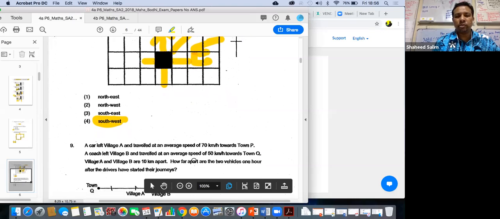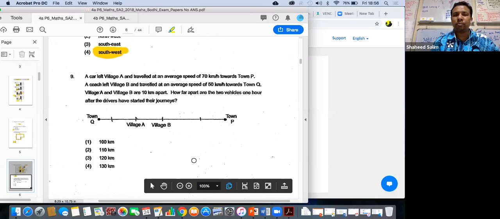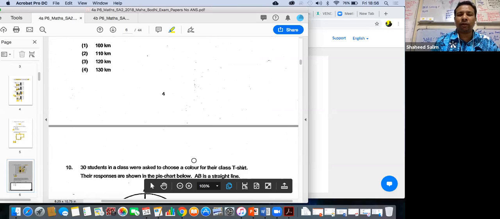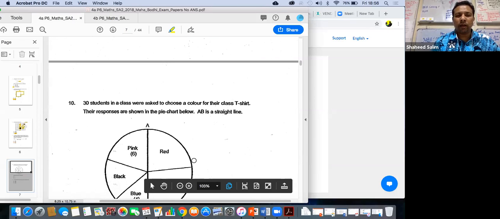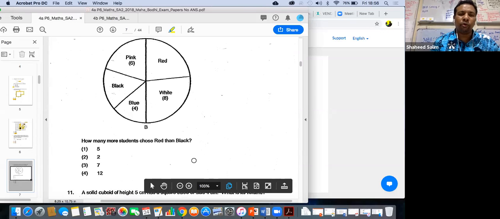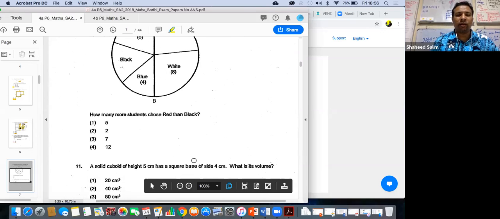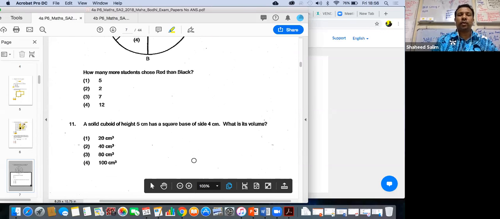We go down below. Speed, you're not having speed, but you must master speed after your PSLE. This one actually is good for you to know, but you say you're not doing pie chart, so never mind. Okay, we try the next one.